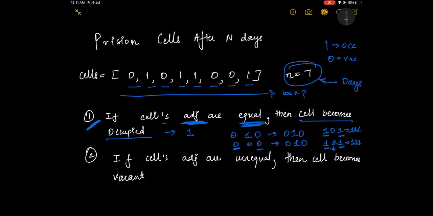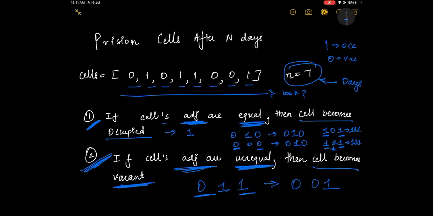Now the second condition is if the adjacent cells are not equal, which is unequal, then the cell becomes vacant. For example, if it is 0 1 1, 0 and 1 are not equal, so therefore this becomes 0 0 1. And if it is 1 1 0, 1 and 0 are not equal, so it becomes 1 0 0, and as it is already vacant, we don't do anything. So that is the problem.